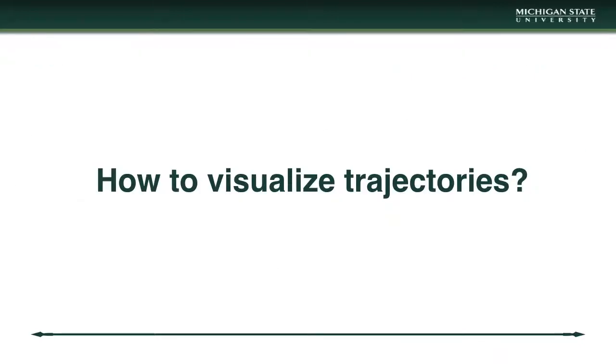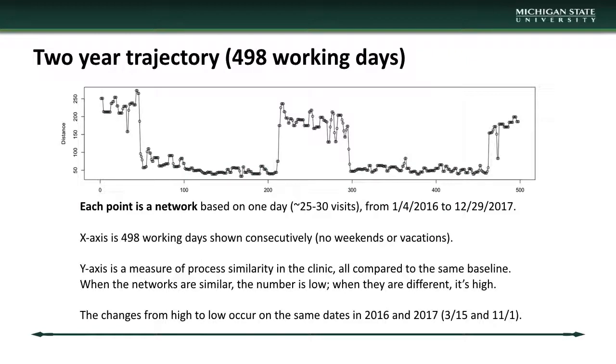So, how to visualize trajectories? Well, basically each day becomes one point, right? And you can just lay them out over time. So a 2-year trajectory looks like this. It's 498 working days. The x-axis just shows the days consecutively, without weekends or vacations. And the y-axis is a measure of how similar each day is to the other days. Actually, to a reference day, I should say, all compared against the same baseline.